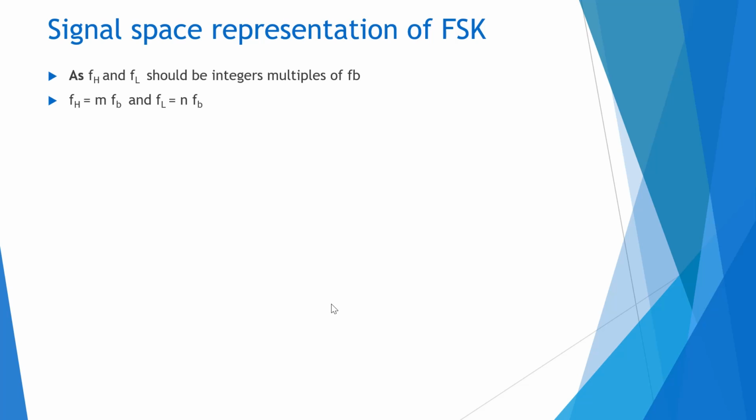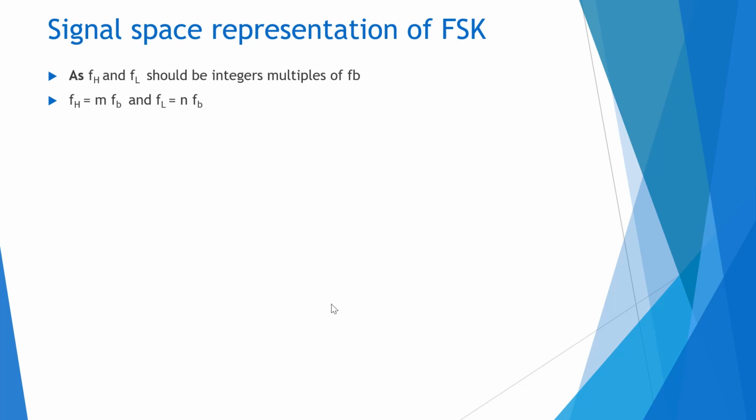Now, coming towards the signal space representation of BFSK. For orthogonal BFSK, the two carriers should be orthogonal. In order to make U1 of t and U2 of t orthogonal, the frequencies FH and FL should be integer multiples of FB. So what is done here? FH is equal to M into FB, whereas FL is equal to N into FB.